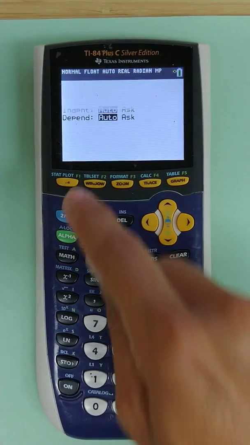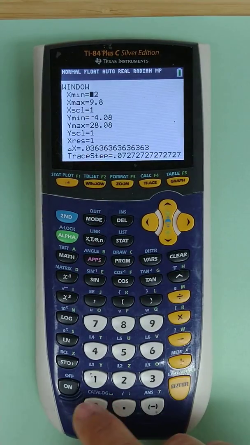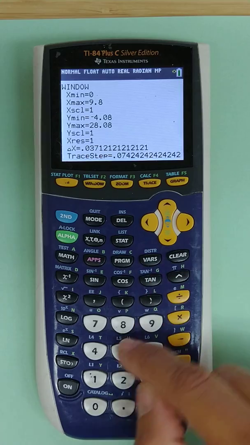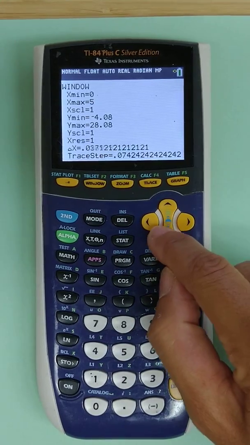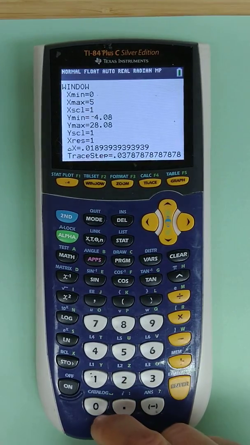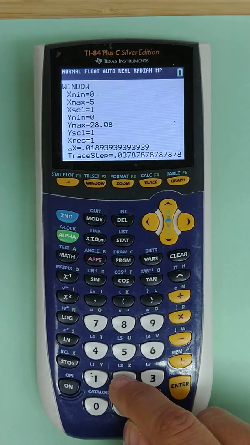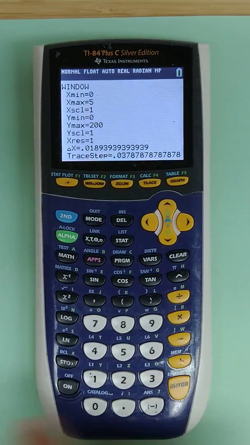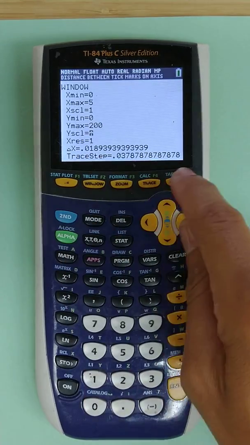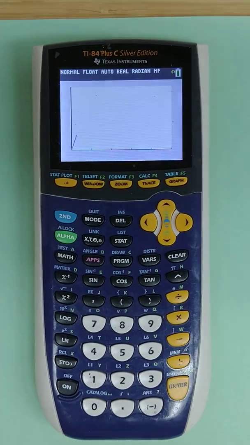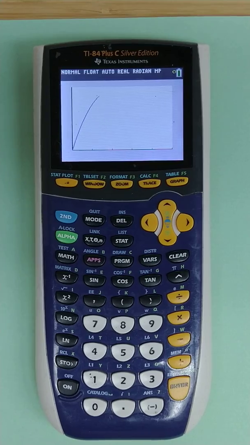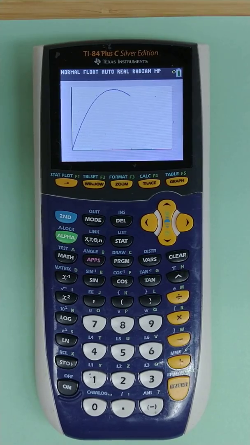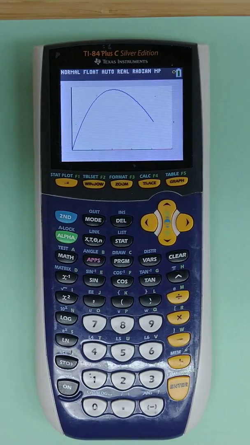So now I know my domain and range, so I go to window. My smallest value of x is 0. My biggest value of x is 5. My smallest value of y, which is volume, is 0. And my largest value was 192. I'm going to give myself some headroom. And then press enter and graph. And this gives me a graph that fills my viewing window.